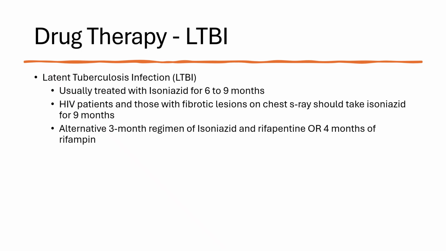There is also an alternative 3-month regimen, and it may be used for otherwise healthy patients who we presume are not infected with MDR bacilli. Patients who are resistant to isoniazid may receive 4-month therapy with rifampin.